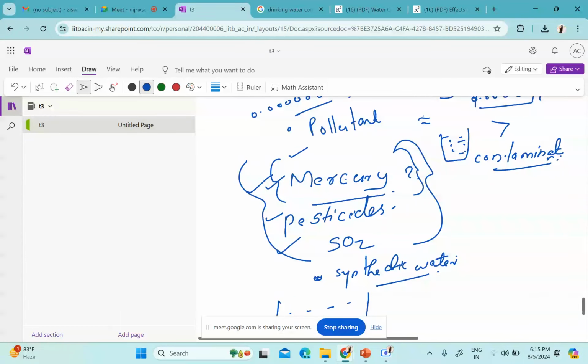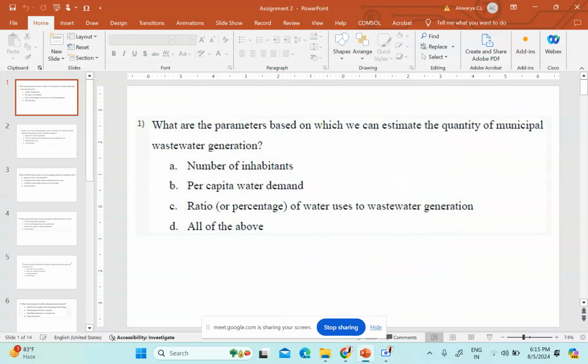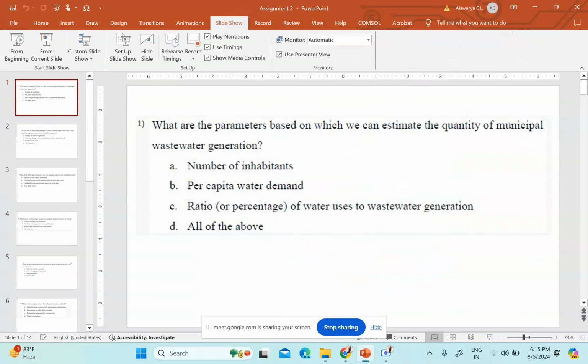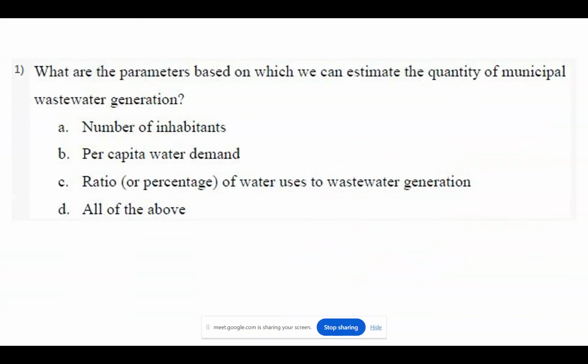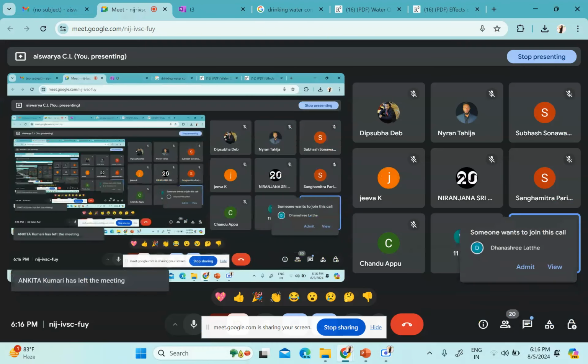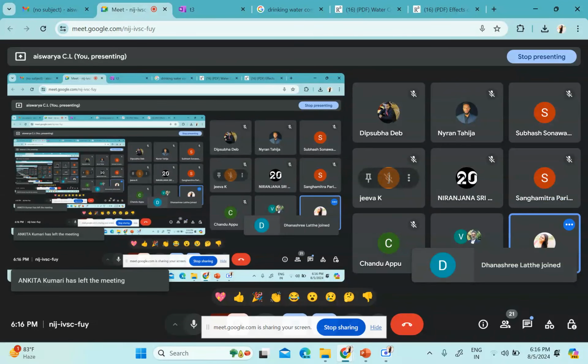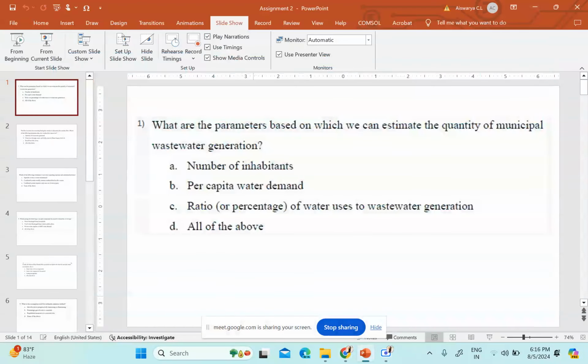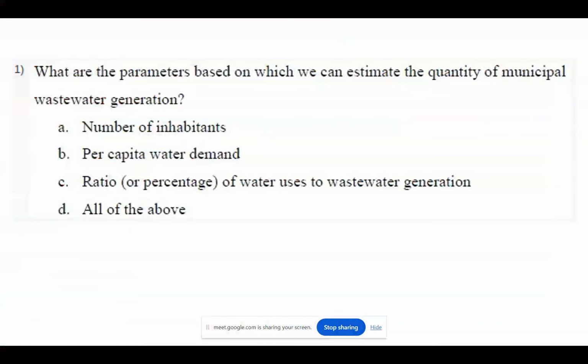Okay, now we'll go for the next, assignment 2. I will add more questions on this pollutant and contaminant so that you will get more idea on that. I hope you guys have already seen the lectures. So we'll go for the first question.